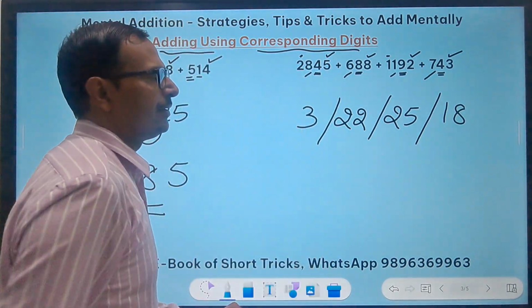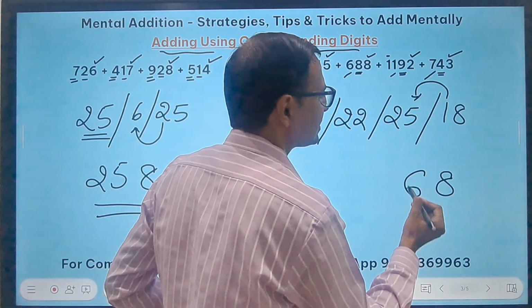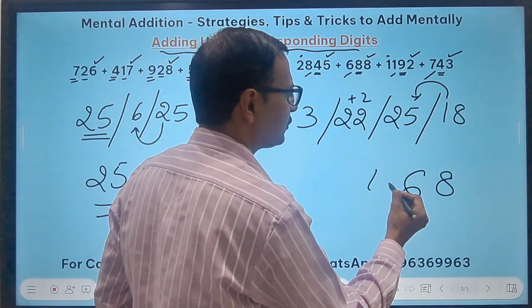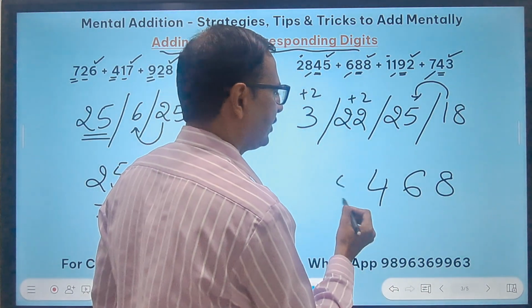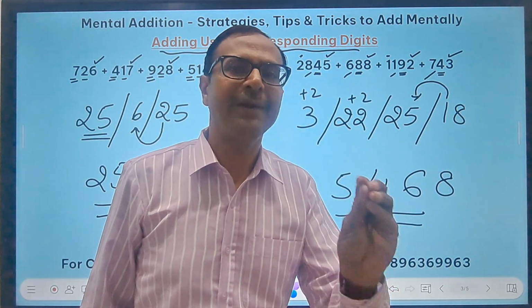So we have a 3. Now retain the 8, 1 carried, so 26 means 6, 2 carried, 24 means 4, 2 carried, 5. 5468 is the sum of these 4 numbers.